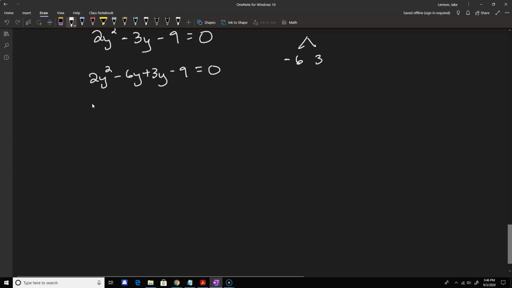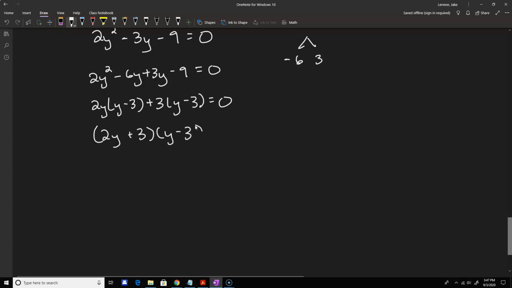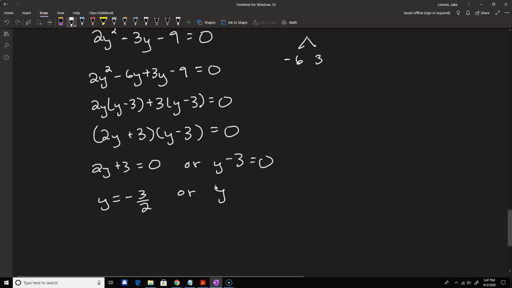And then we factor the GCF of the first two, which is 2y, and we get y minus 3. And then we can factor 3 from the second group, and we get y minus 3. And then we get our factorization, (2y plus 3) times (y minus 3) equals 0. And we have our two answers in terms of y, 2y plus 3 equals 0, or y minus 3 equals 0. And then solving the linear equations, we have y equals negative 3 halves, and the second one gives y equals 3. But again, remember, we're not trying to solve for y, we're trying to solve for x.